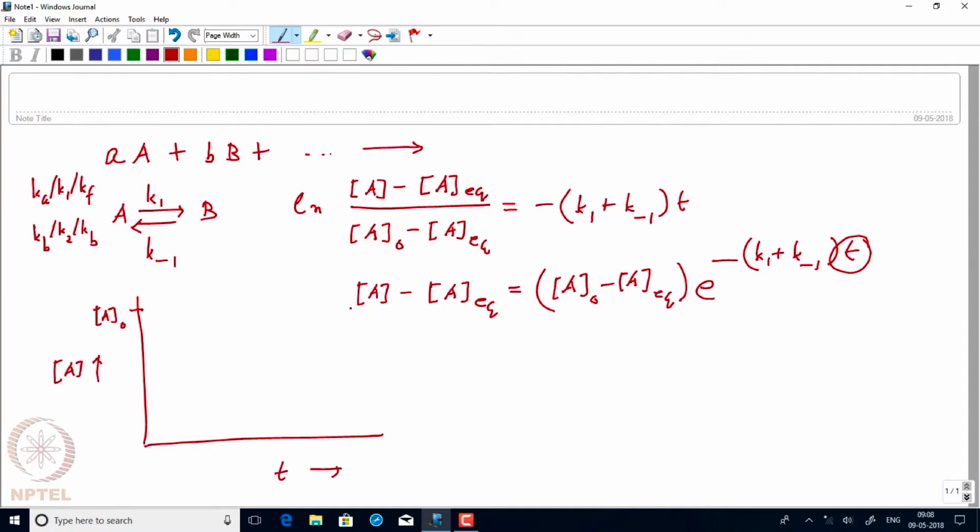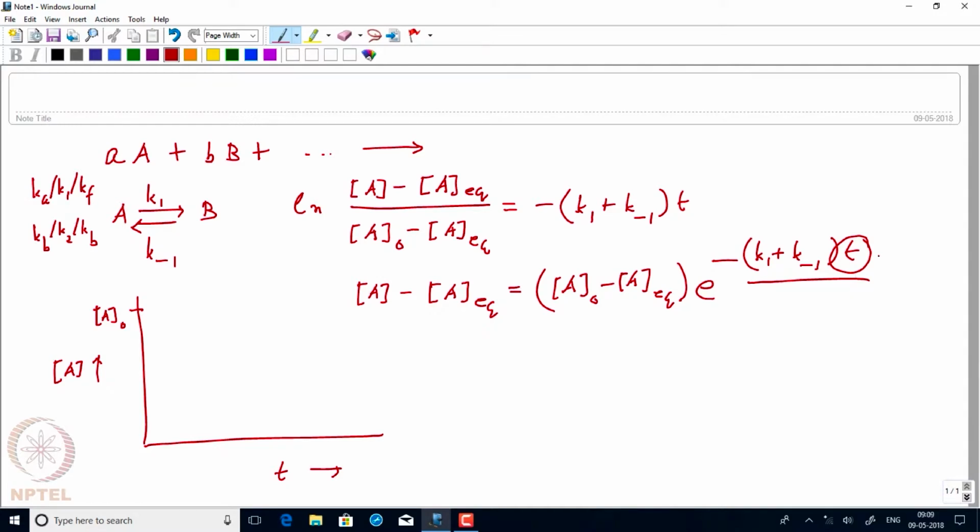So that makes sense. With respect to time, the concentration drops, and it drops exponentially, just like a first order reaction. But the rate constant is not just K1, it is K1 plus K minus 1. So the reverse reaction also contributes. And before that, let us try to understand what the final concentration of this is.